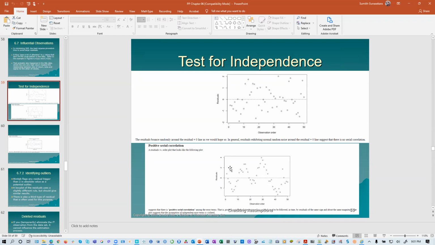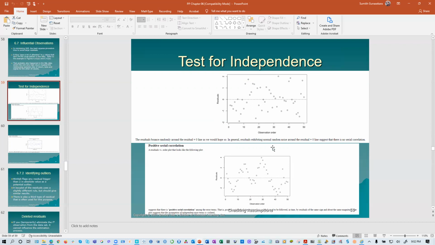They go by the same sign rather than alternating sign. If you have the same sign, look at that: below, below, below, below, below, up to a certain point, then they become above. Positive, positive, positive: first one, second one, third one, fourth one, fifth one, sixth one. But here, look, the residuals bounce randomly around the residual zero line, as we hope.